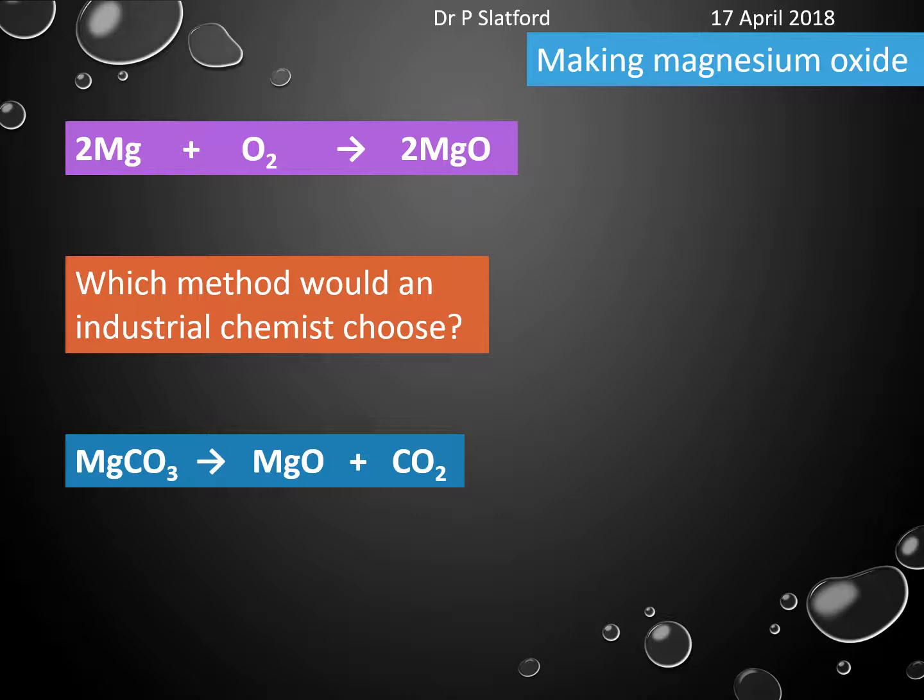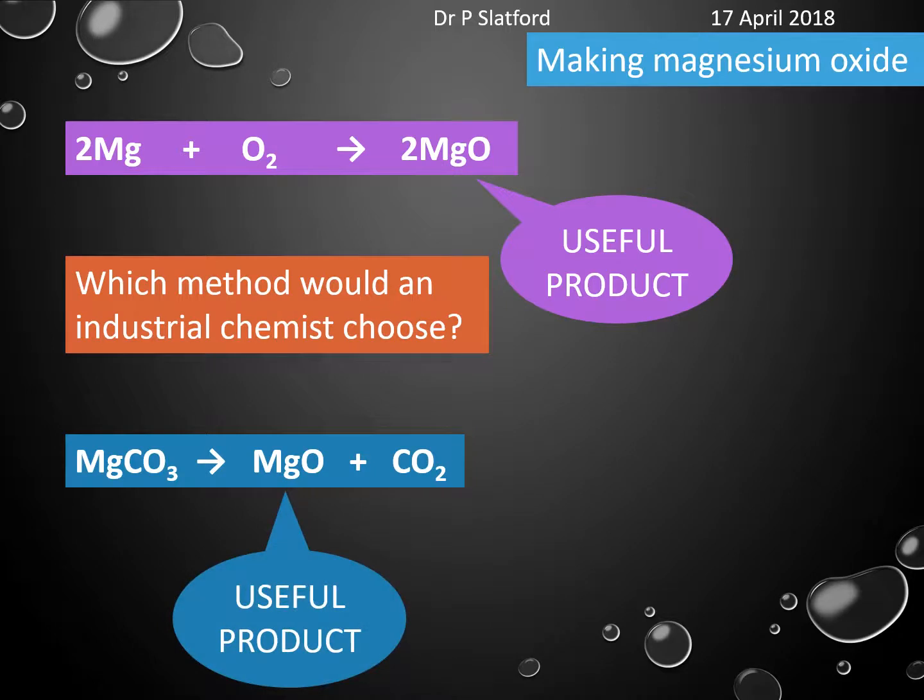If I was an industrial chemist and I wanted to make 10 tons, a million tons, 1,000 tons, whatever it might be, I'd probably choose the top reaction just because it only makes one product, which means I've got less purification to do. It is the only useful product. Here, at the bottom reaction, I still make my useful product, don't get me wrong, but I also make some carbon dioxide. I need to get rid of that carbon dioxide.